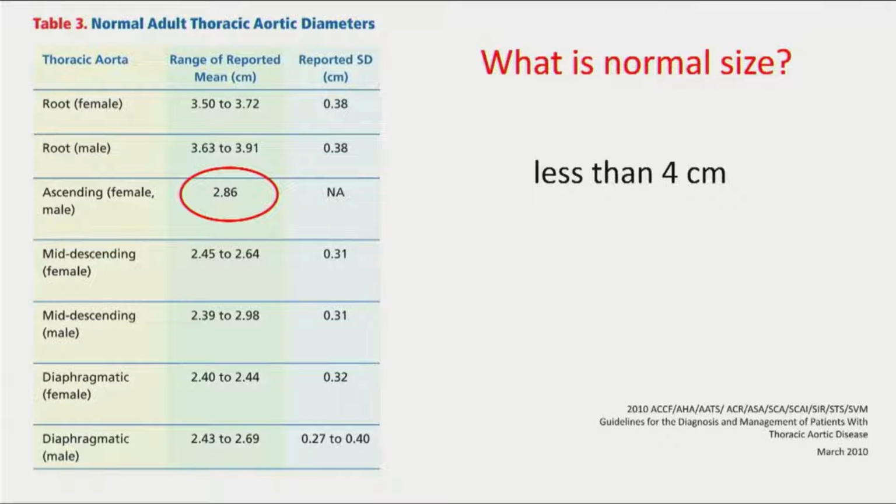Naturally, it starts bigger at the root and then tapers smaller and smaller as you go through the arch. If you look at this chart here about the normal measurements, you're not going to see any number that starts with a 4. And so in general, what I tell patients is that if your aorta is less than 4 centimeters, you're probably okay.